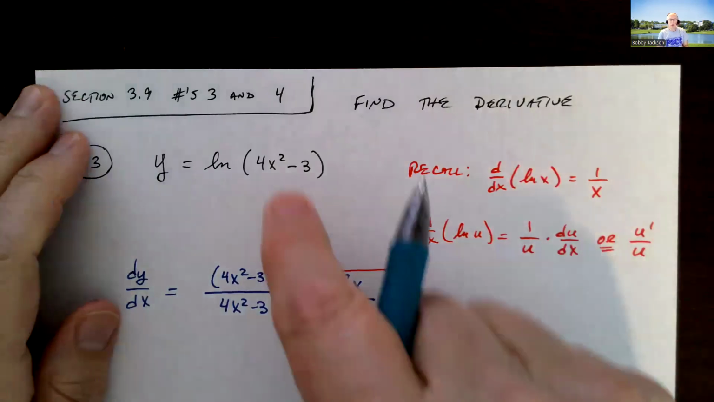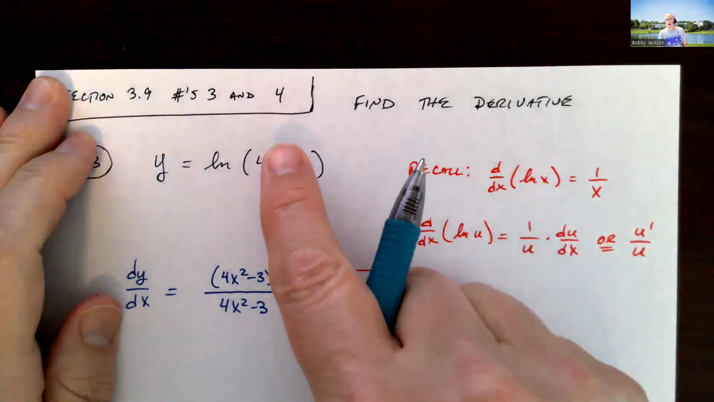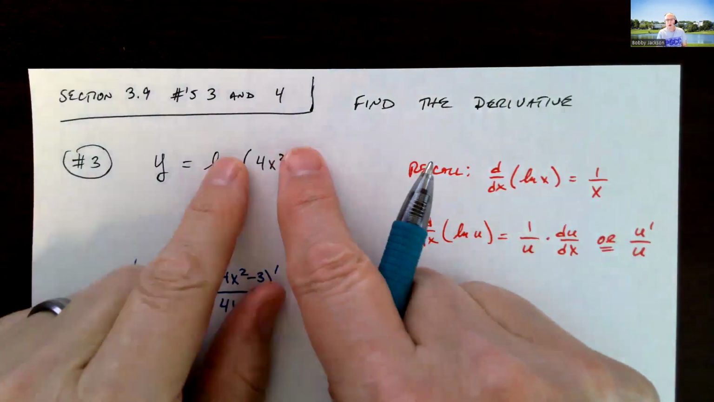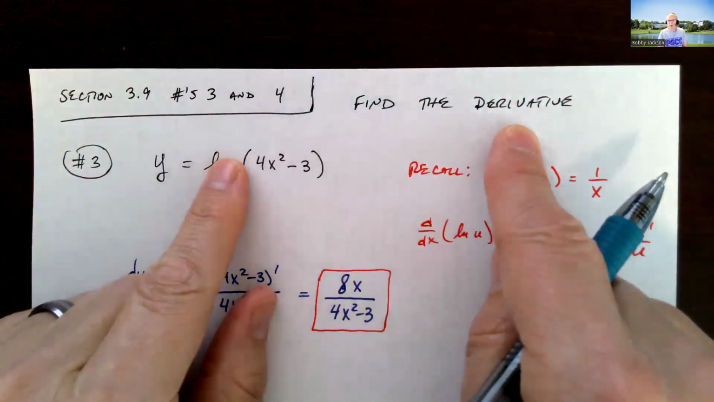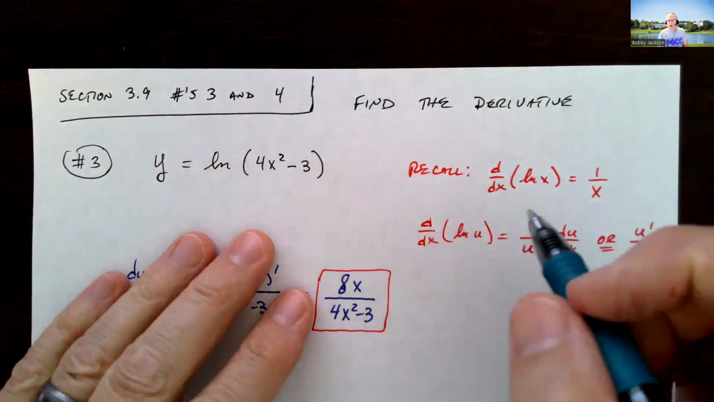Let's take a look at two problems in section 3.9, numbers 3 and 4. In both cases, we're to find the derivative. And these derivatives involve the natural log function.